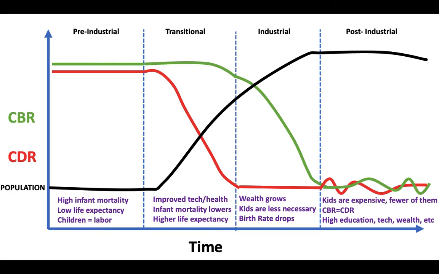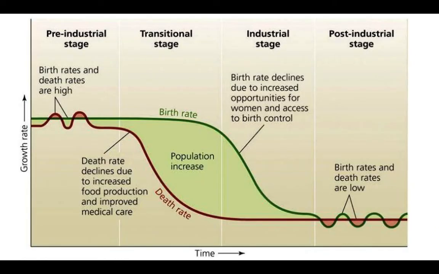All right, so I'm going to show you some actual graphs of this rather than the one I made in PowerPoint, so you can see a little bit more clearly what the demographic transition looks like. And here's one example, right? Pre-industrial, transitional, industrial, and post-industrial. Time and growth rate for births in green and deaths in red.